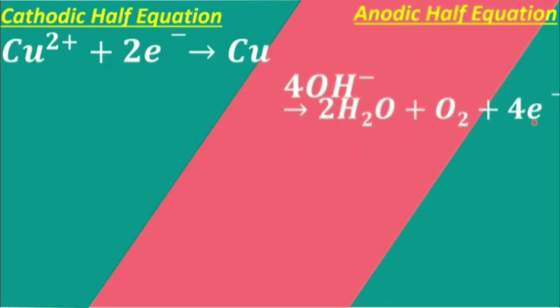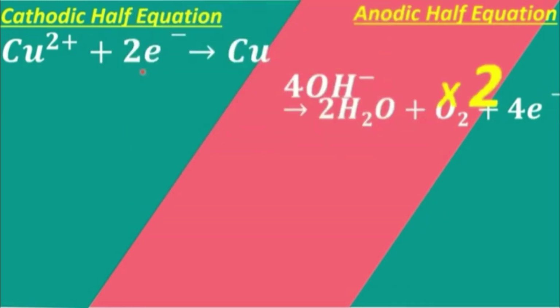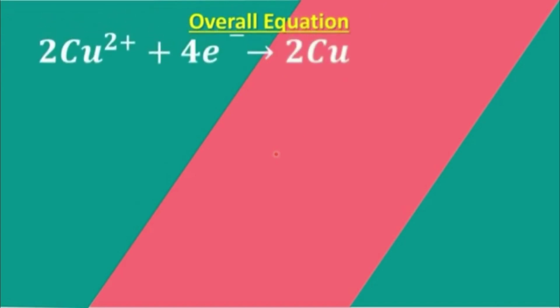So this is our half equation. You have Cu2+ plus 2e- to give you copper, reduction at the cathode. And the oxidation, you have 4OH- forming water and oxygen with the release of 4 electrons. As usual, we'll balance our charge, is it not? Yes, by multiplying by 2. So we have 2Cu2+ plus 4e- to give you 2Cu.